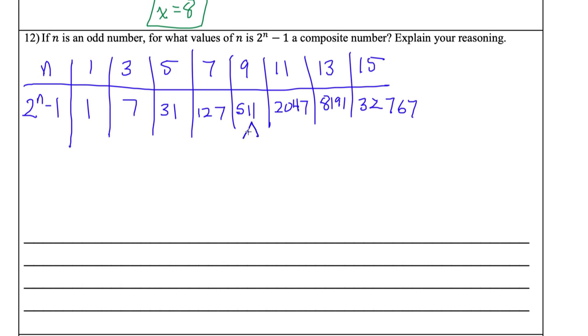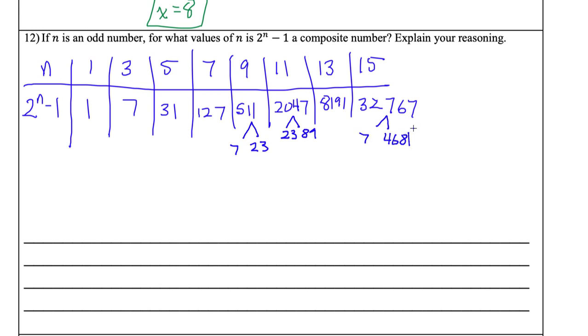It is a composite number because that's going to be 7 times 23. 2047 is also a composite number because that's 23 times 89. And 8,191 is a prime number. 32,767 is a composite number. That is 7 times 4,681.